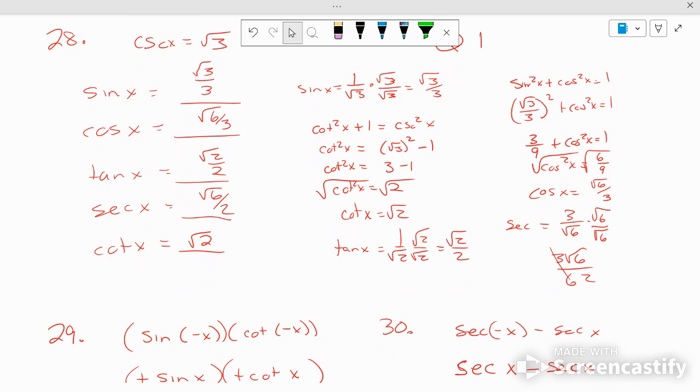If cosecant is square root of 3, then sine is square root of 3 over 3. Then sine squared plus cosine squared equals 1. So cosine equals the square root of 6 over 9, which is the square root of 6 over 3. Flip over that, you get the square root of 6 over 2, and tangent is square root of 2 over 2. Are we good with that? Kind of get the gist of everything?